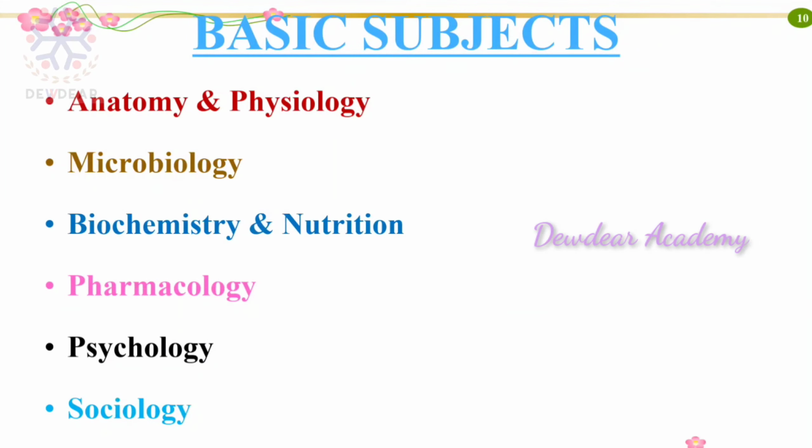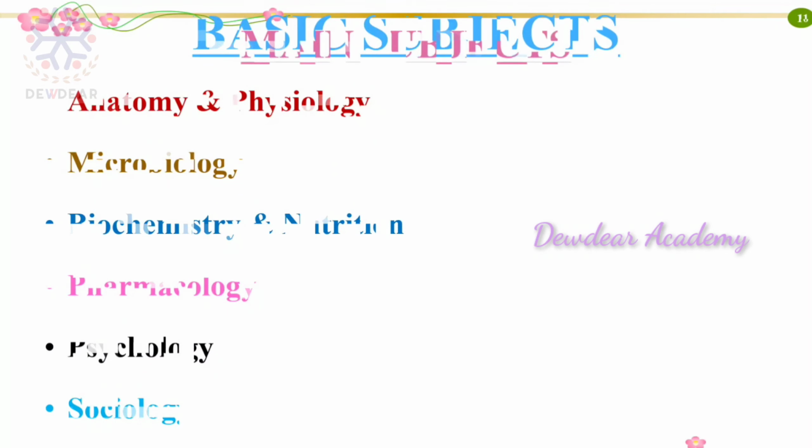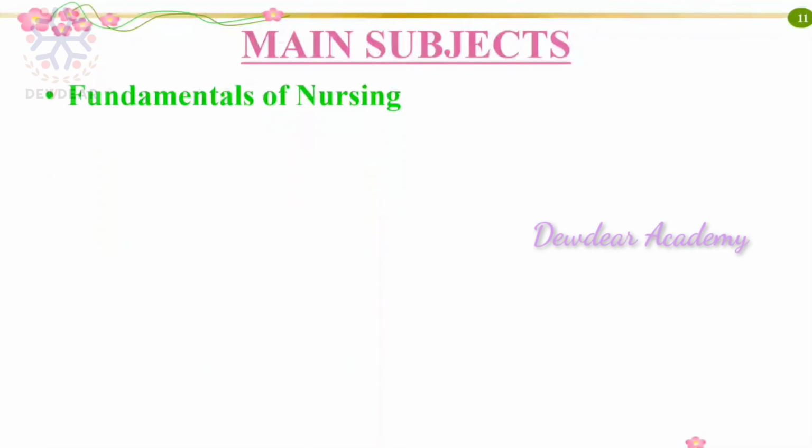So from these allied subjects we can expect about 30 questions. Then come the main subjects, that is fundamentals of nursing. It's very important to study fundamentals of nursing. On analyzing the previous year question pattern of AIIMS, it is clear that foundations of nursing has a good weightage.